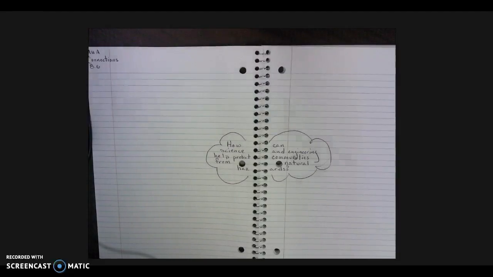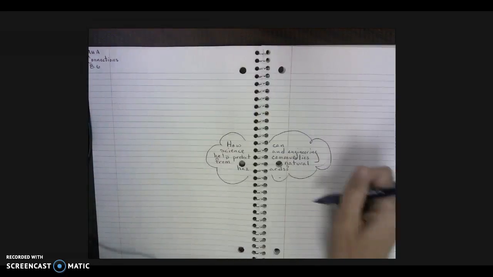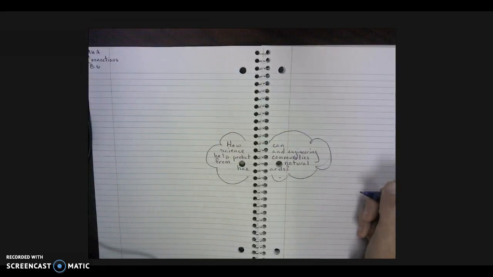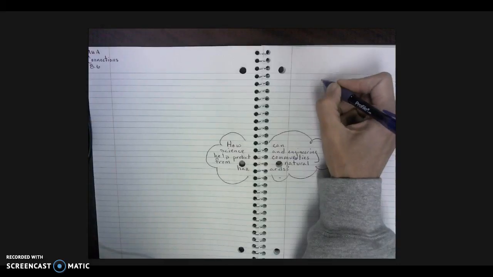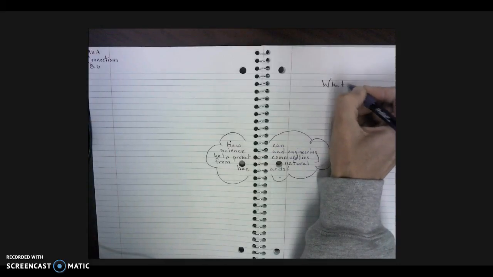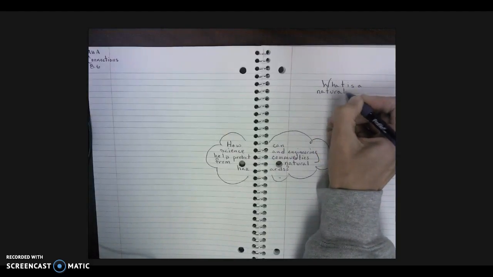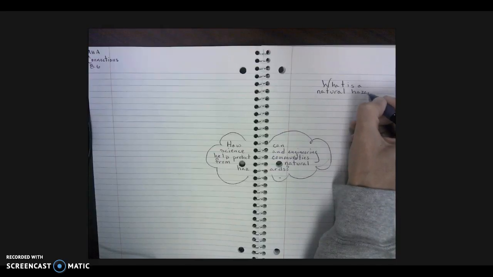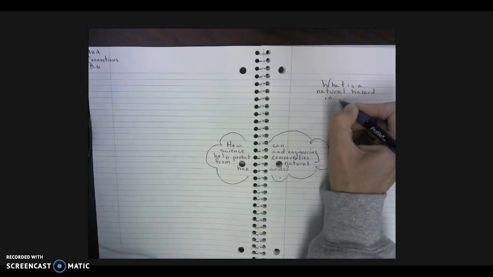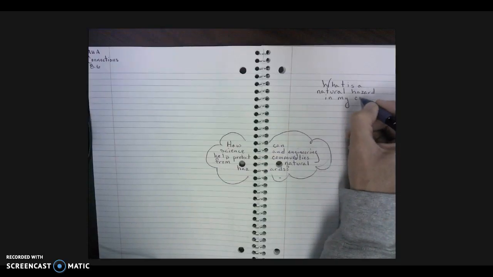What I have in front of me is the classroom essential question for 8.6 natural hazards. And I have the unit question right here. How can science and engineering help protect communities from natural hazards? And this is where students would then add their supporting questions. And maybe one of the questions that they would add is, what is a natural hazard in my community?